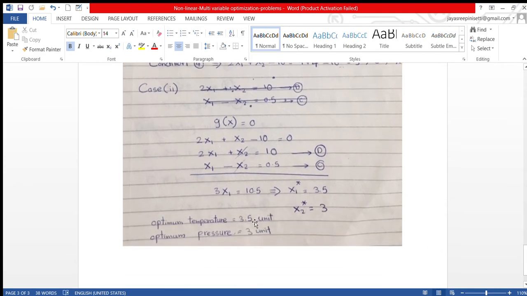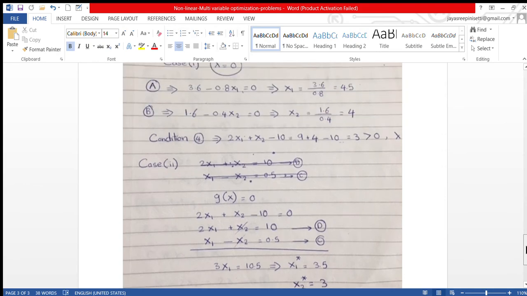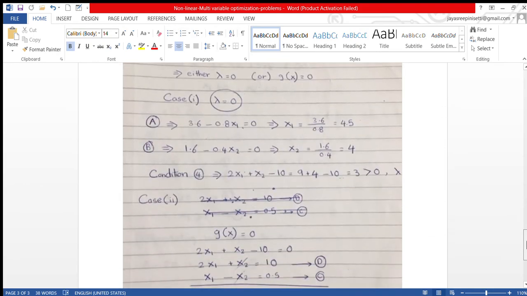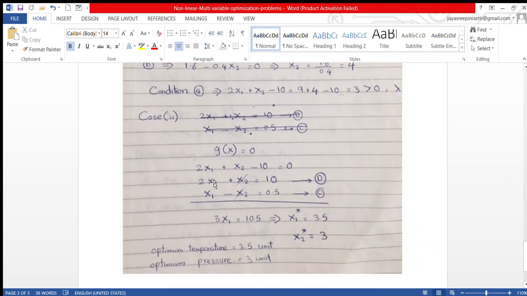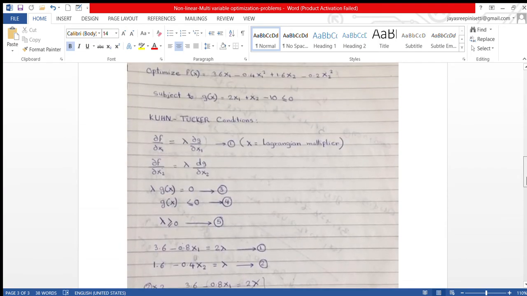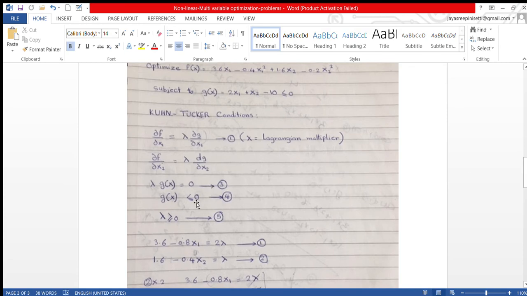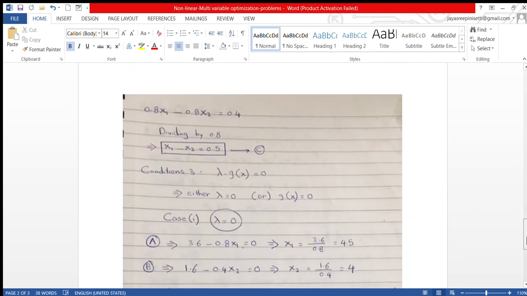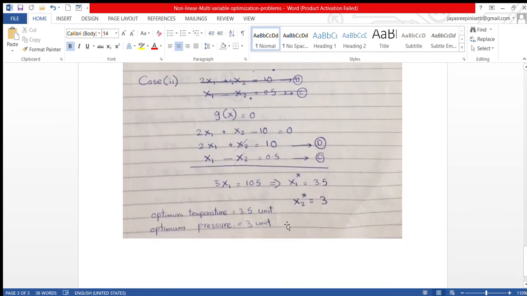These are the optimum values. Optimum temperature is 3.5 units and optimum pressure is 3. If you want to check, substitute them back in g of x. 2 times 3.5 is 7, and 7 plus 3 is 10, minus 10 is 0. g of x must be less than or equal to 0, so it is 0. The condition is satisfied. Hence these are the optimum units.